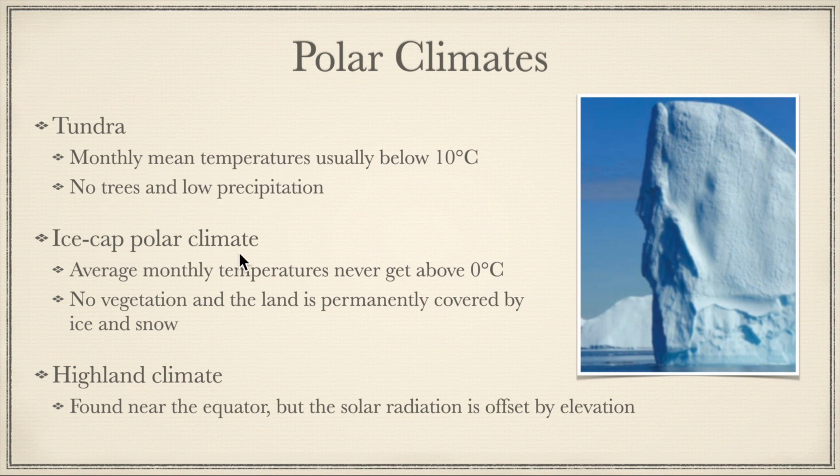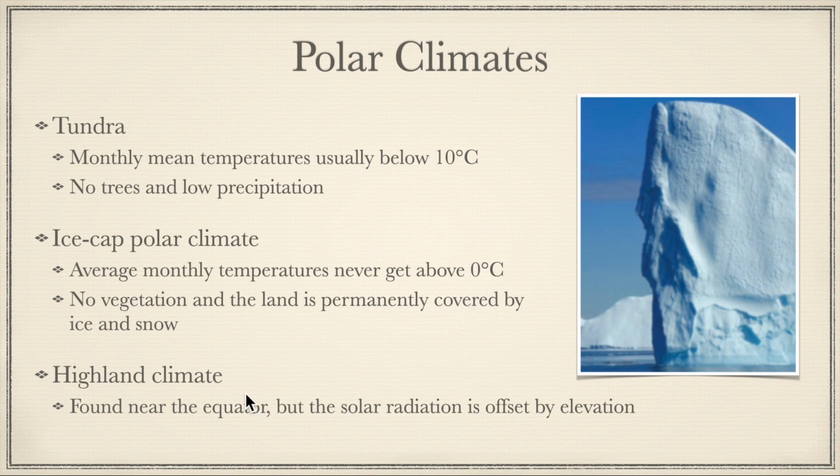You have the ice cap polar climate, where the average monthly temperature never gets above 0 degrees Celsius. There's no month of the year where the monthly average is above 0. There's no vegetation, and the land is permanently covered by ice and snow.